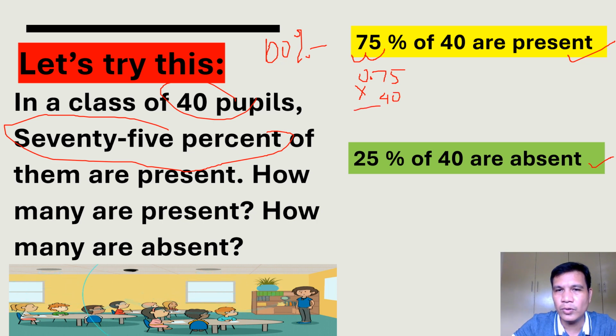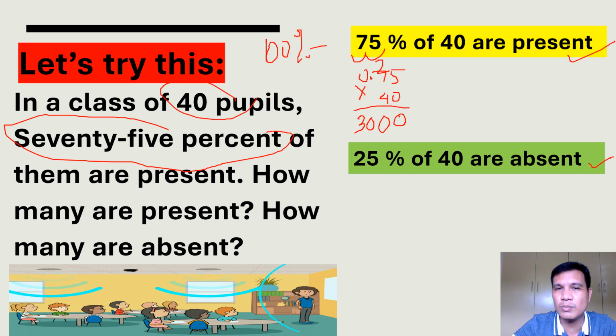Then multiply 0 times 5 is 0. Then proceed na tayo. 0 naman lahat yan. 4 times 5 na tayo. 4 times 5 is 20. 0 again. Regroup 2. And 4 times 7 is 28 plus 2 is 30. So, 0 na yung nasa dulo.